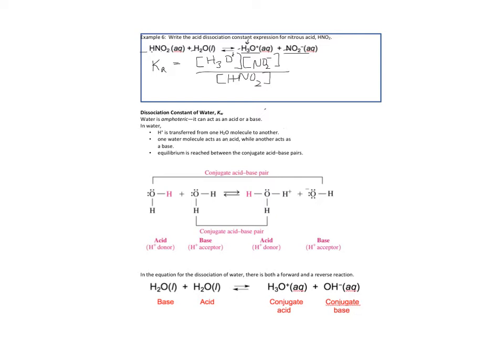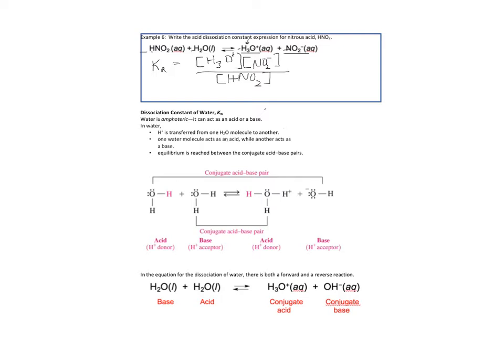Okay. We have another type of equilibrium constant called Kw. This is the dissociation constant for water, W for water. Water is a special substance. It's amphoteric, meaning it could be either an acid or a base depending on the conditions it's in. Sometimes hydrogen ions, also known as protons, transfer from one water molecule to another, meaning that one water molecule would be an acid while another acts as a base.